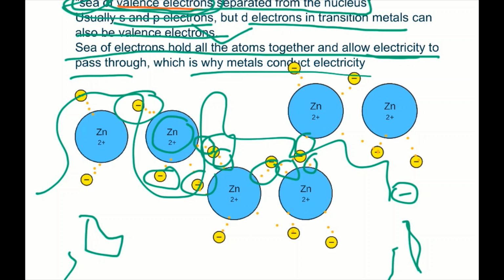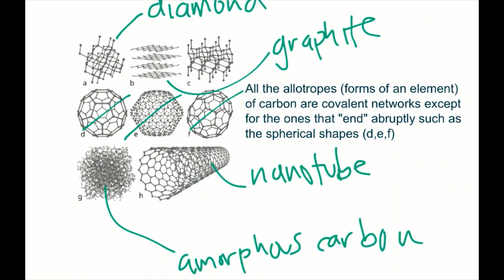And remember, a metallic bond simply refers to the attraction between the cations and the electrons surrounding them. So the more electrons you have, the stronger the metallic bond you will have. So yeah, let's move on to our next bond.